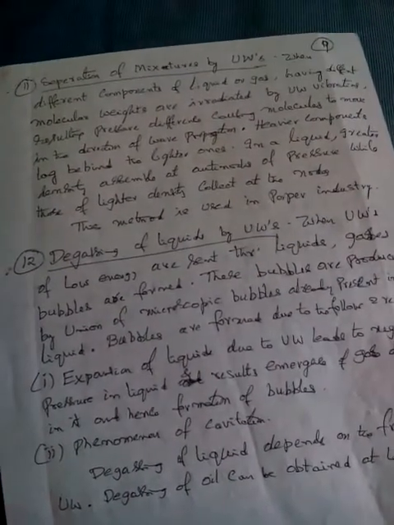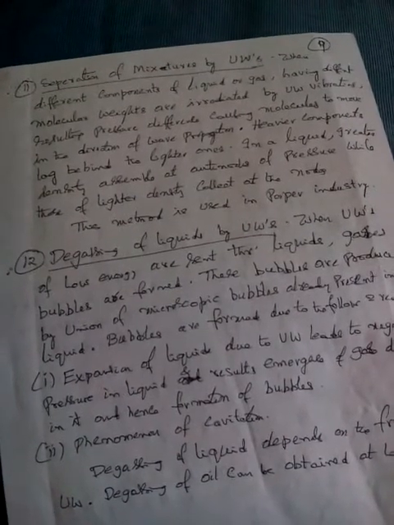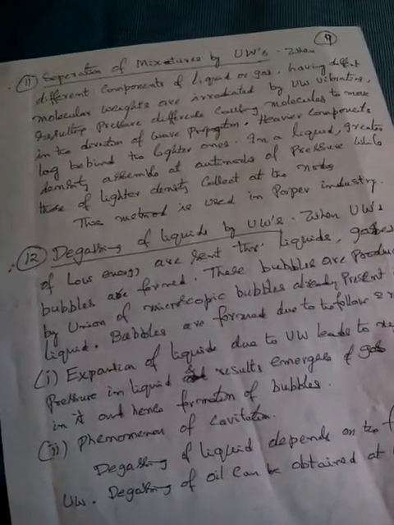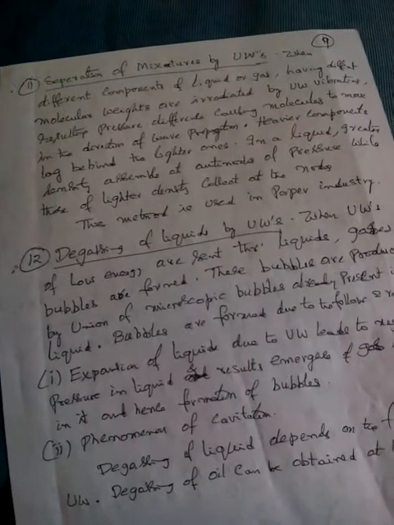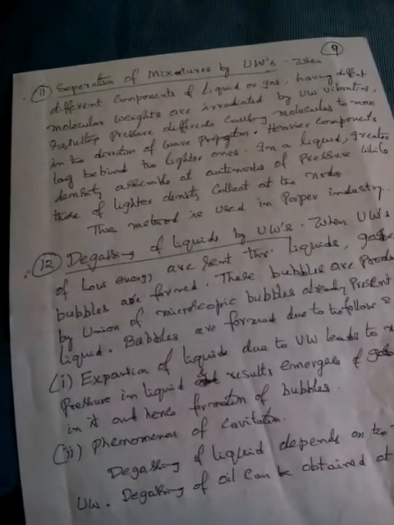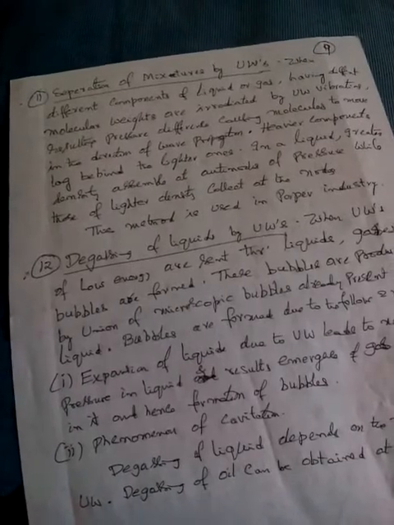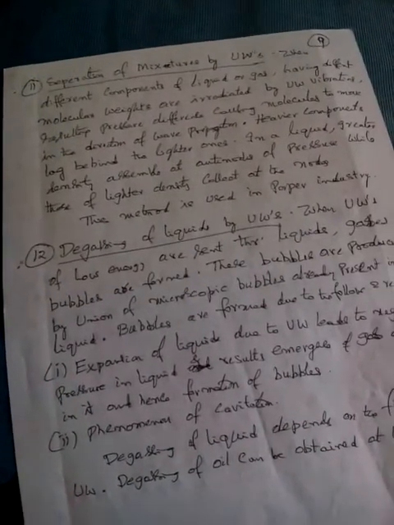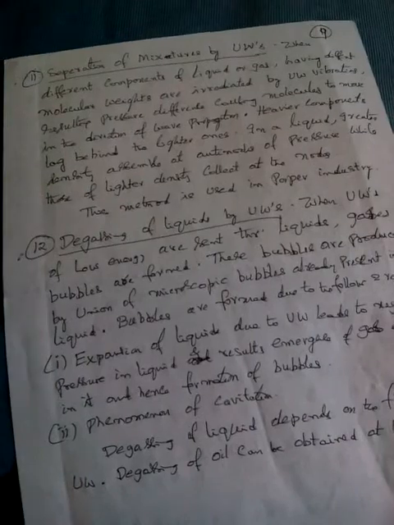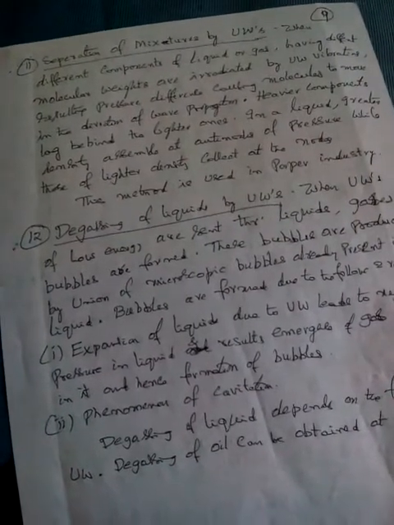These bubbles are produced by the union of microscopic bubbles already present in the liquid. So bubbles are formed, of course. Already minute bubbles are there. These bubbles combine and blow off, and the gas comes out of the liquid. Okay, so bubbles are formed due to the following two reasons.